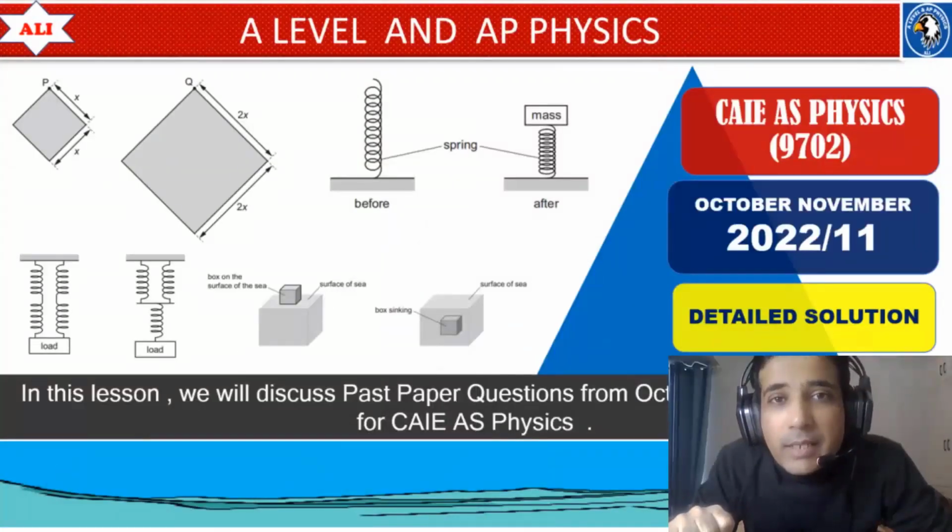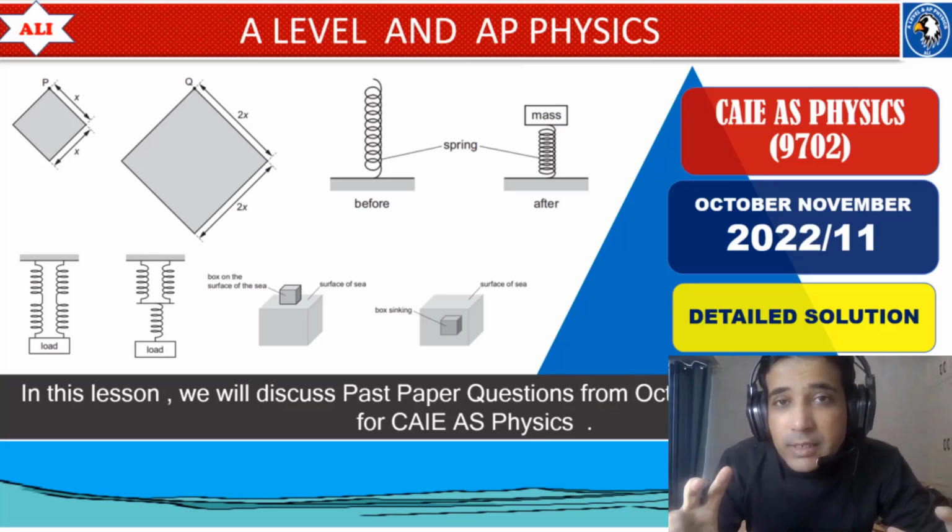Welcome to A-Level and AP Physics. In today's lesson, we will discuss past paper questions from October-November 2022, Paper 1, Variant 1. And in today's class, we will start from question number 11. We have already discussed question number 1 to question number 10 in part 1.